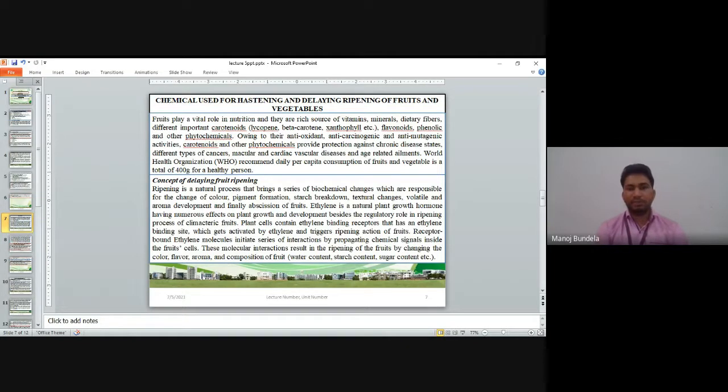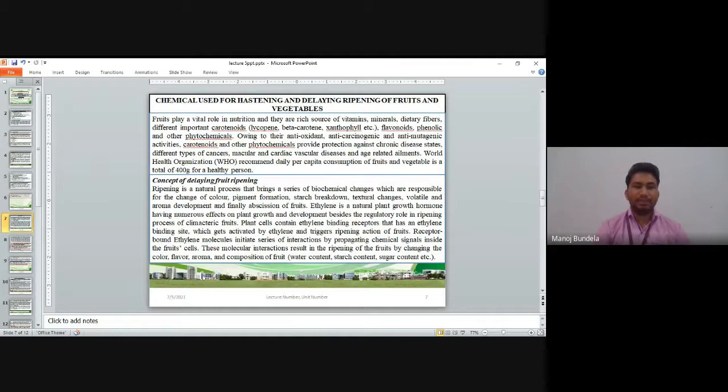The World Health Organization recommended daily per capita consumption of fruits and vegetables is a total of 400 grams for a healthy person. So WHO has released guidelines that we have to eat this quantity of fruits and vegetables daily, but it is not available to all because some people are very poor. The availability is high, but the losses are more. So if we control the losses of fruits and vegetables, they will be available for each and every person. Next is the concept of delaying fruit ripening.